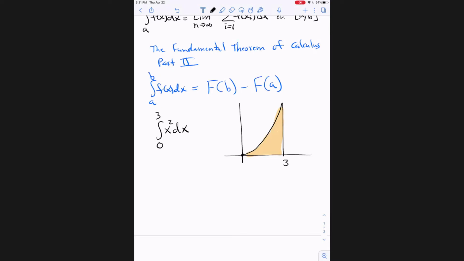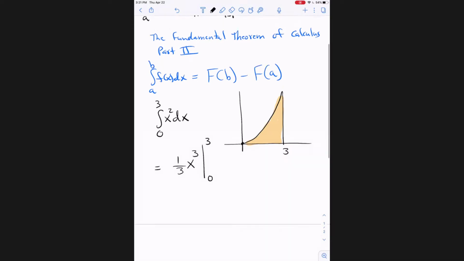Capital F is the antiderivative of little f. So what's the antiderivative of x squared? One third x cubed, but you don't put the plus C. This is a definite integral. But you do put a little bar here with a 0 and a 3 to show that the limits are from 0 to 3. You don't put the integral symbol on anymore because you took the antiderivative. The integral, I didn't say this last time, means to take the antiderivative.